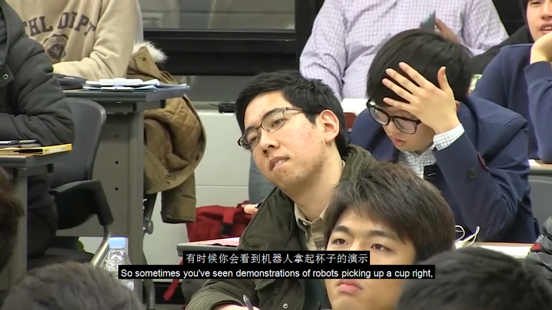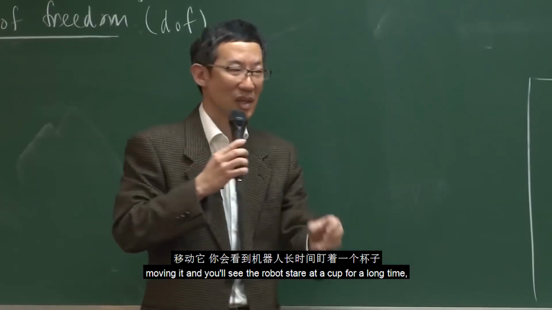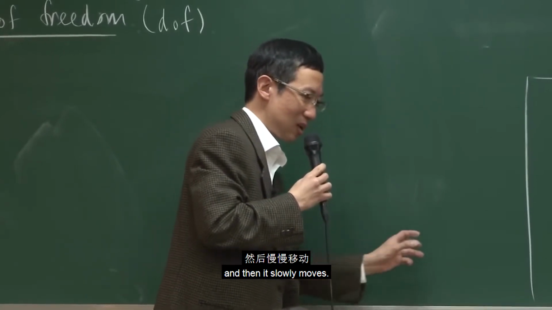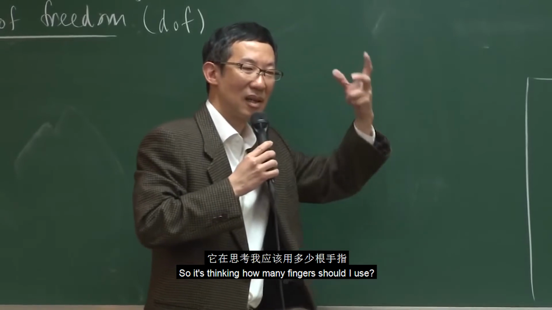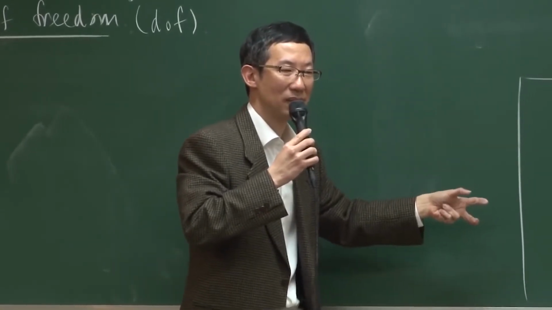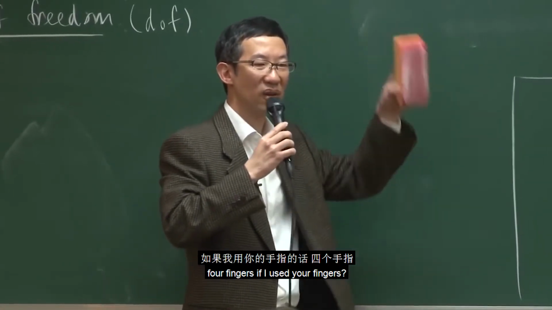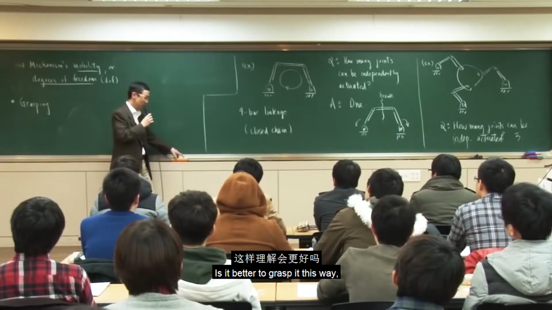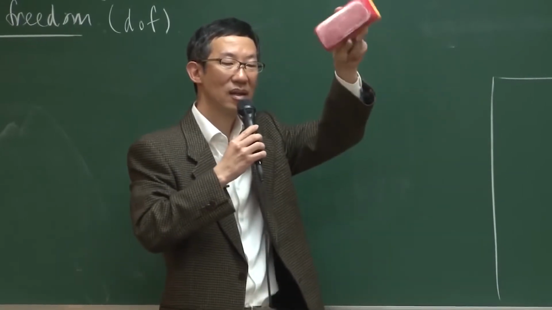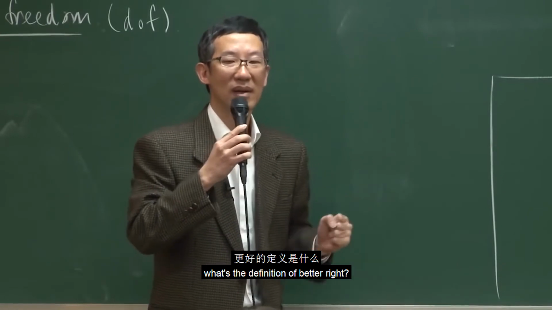So sometimes you've seen demonstrations of robots picking up a cup, moving it. And you'll see the robot stare at a cup for a long time, and then it slowly moves, right? So it's thinking. How many fingers should I use? Where should I place the fingers? Okay. So is it better to use 3 fingers? 4 fingers? If I use 3 fingers, is it better to grasp it this way? Or is it better to grasp it this way? So here the question is, what's the definition of better?